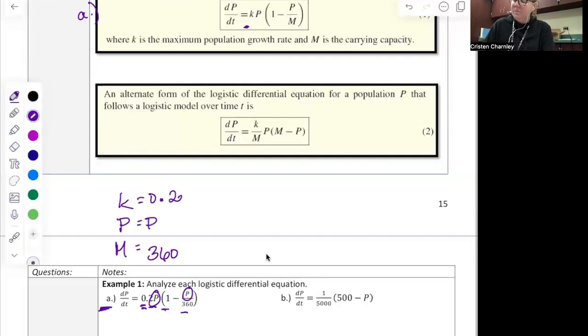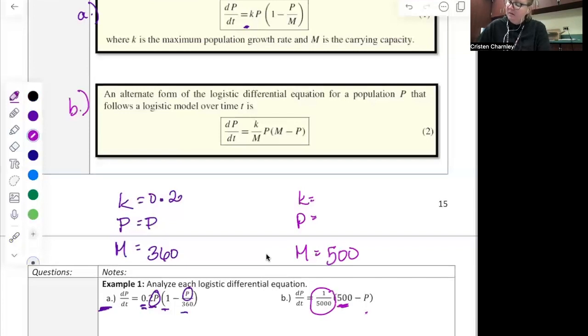The second equation, part B, has this fraction in the front this time. In this one, again, we want to know what k is, we want to know what P is, and we want to know what M is. So if I look, M is right here, it's 500. P is still P. You know what? I'm missing a piece on this one. This should have a P here. That's a typo on my part.